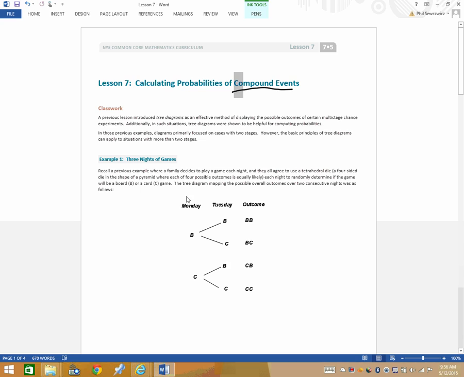So we're talking about a game here, and they're talking about a family that wants to play either a board game or a card game. On Monday, you could play a board game or a card game. If we play the board game on Monday, then on Tuesday you could play the board game or the card game, which meant your outcomes could be board game, board game, or board game, card game. And let's say we play cards on Monday. Then you still have the outcome of playing the board game on Tuesday or the card game. So again, it lists out all the possible examples. The tree diagram, again, tree because we just have branches that go along with it.